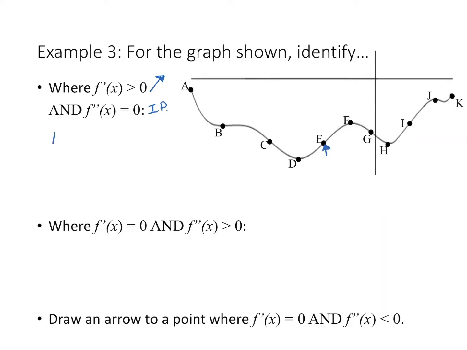So here's one of them. We can list E. I is another one. It's an interval of increase, and our concavity is changing there. So there are a couple of points.